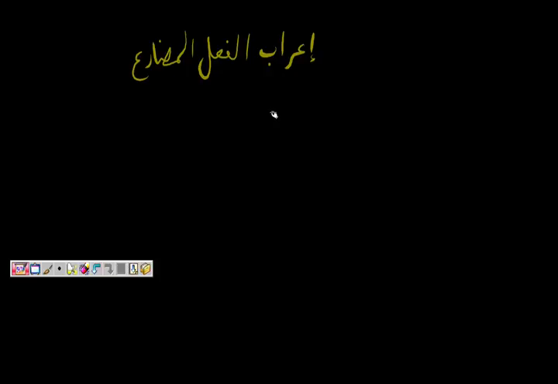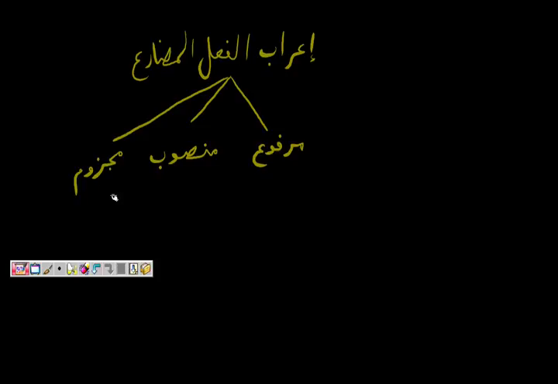The i'rab of a mudari' verb will be either marfu' or mansub or majzoom. Majzoom, not majroor. So these two exist for nouns as well. Nouns can be marfu', verbs can be marfu'. Nouns can be mansub, fi'l mudari' can be mansub. But fi'l mudari' can be majzoom, a noun will never be majzoom.